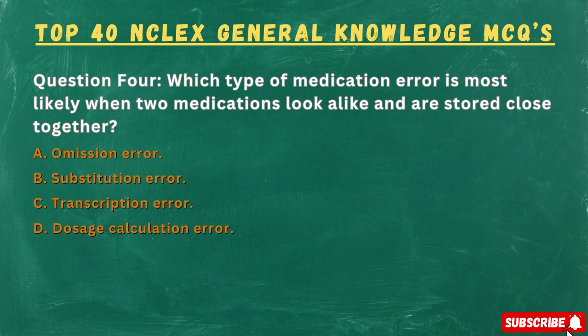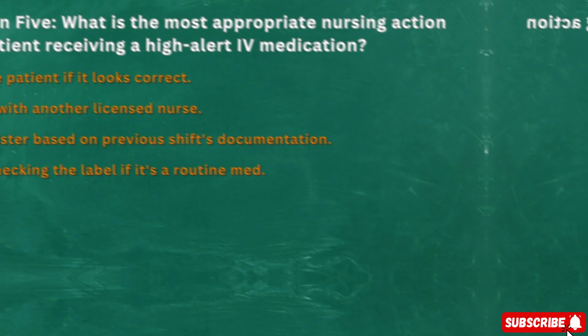Question 4. Which type of medication error is most likely when two medications look alike and are stored close together? A. Omission error. B. Substitution error. C. Transcription error. D. Dosage calculation error. Answer. B. Substitution error.